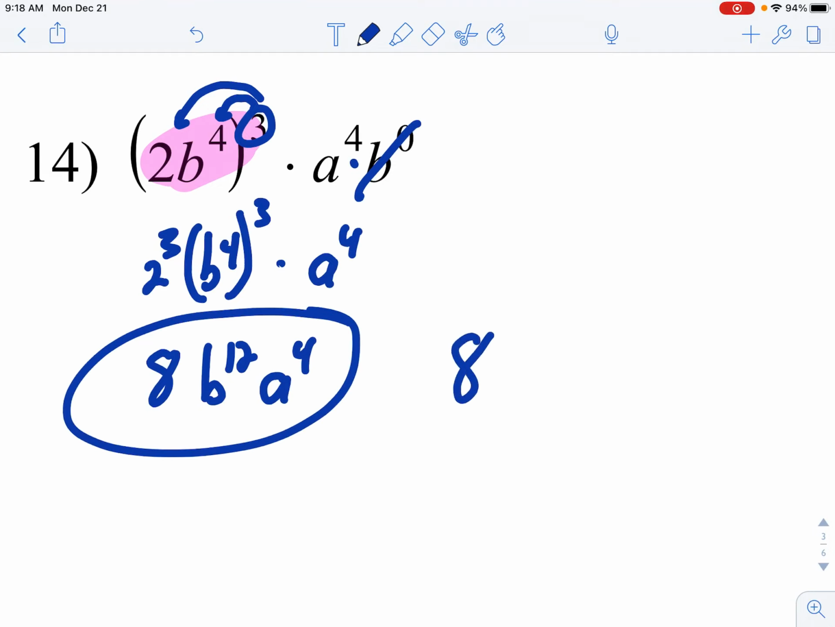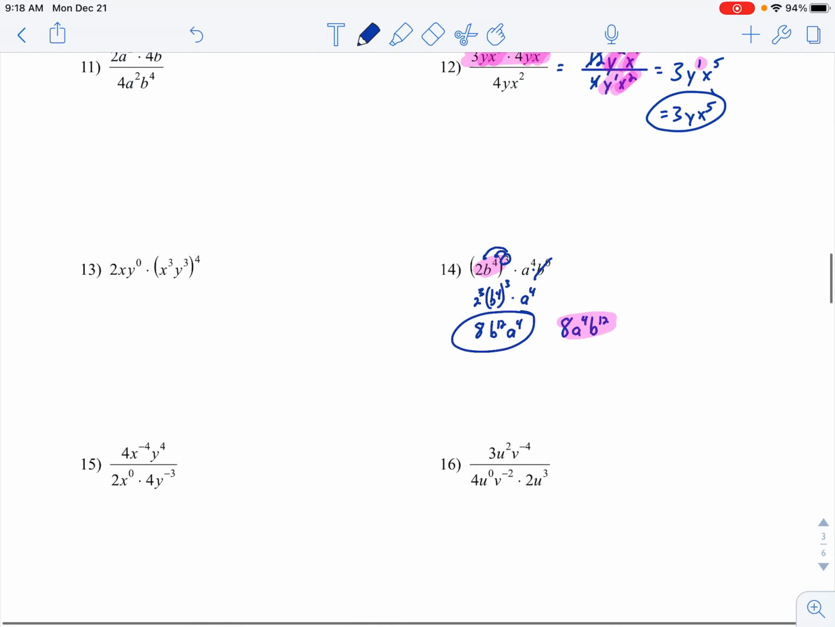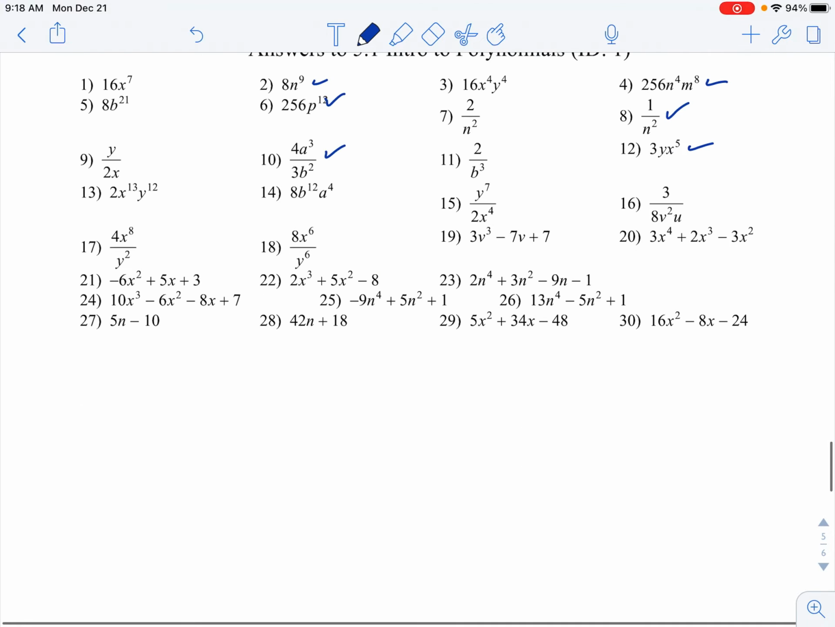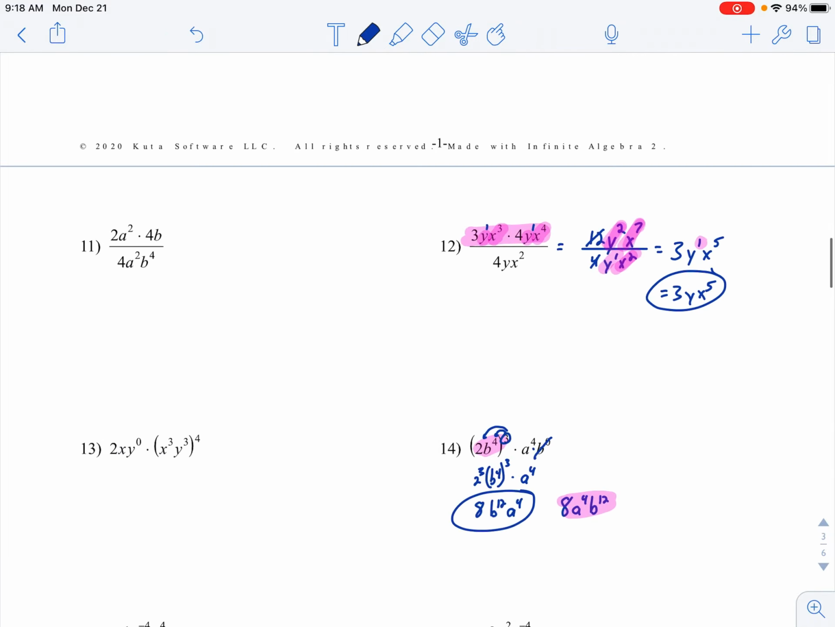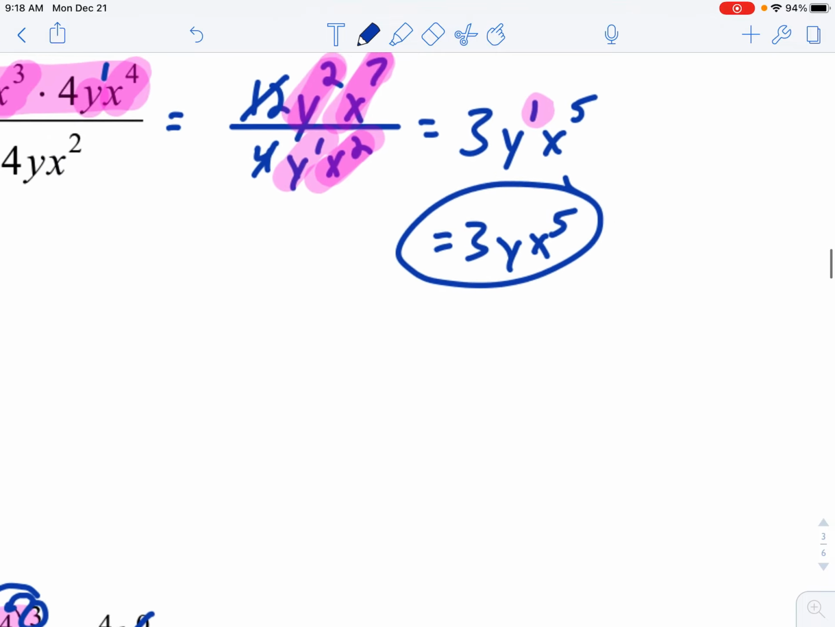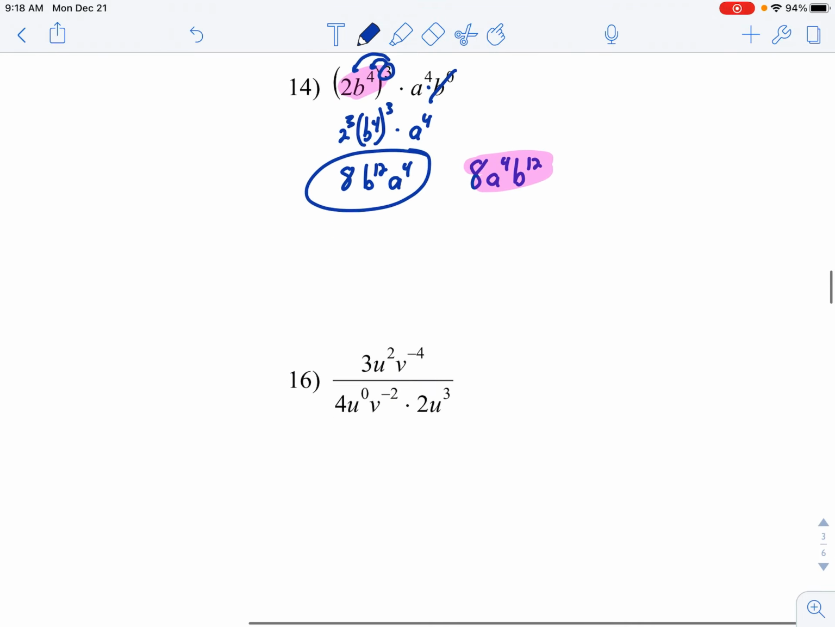I'll be honest with you, I've got my own little rules that I always like to follow. I like to put variables in alphabetical order. So in my opinion, that's the better answer, but let's see how the answer key did it. Number 14, yeah, they did not put it in alphabetical order. Same thing for number 10. Really, I would write that 3x to the 5th y, but whatever.